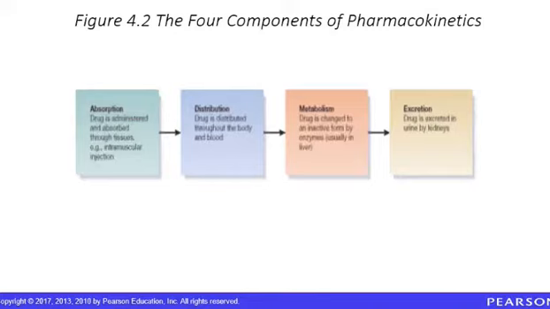So to jump into pharmacokinetics, again, we're looking at absorption. So how is the drug taken into the body and absorbed through the tissues? Distribution is how the drug is distributed throughout the body and the blood. Metabolism: how is the drug changed or converted to an inactive form, most often by enzymes in the liver. And then excretion: how is the drug excreted from the body? Usually it's through the kidneys, although it could be through the sweat or through respiration, for example.